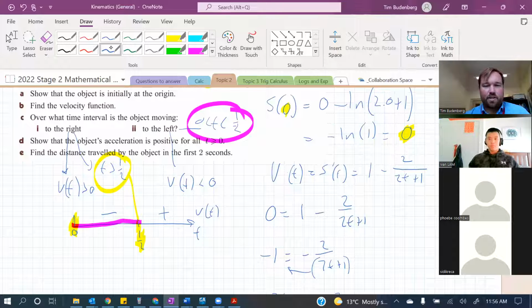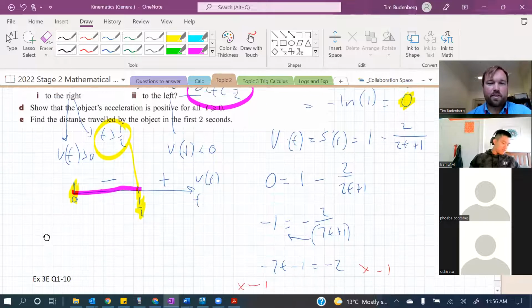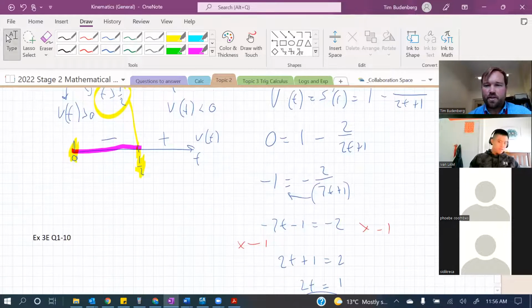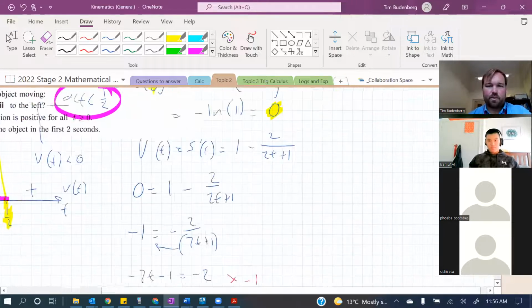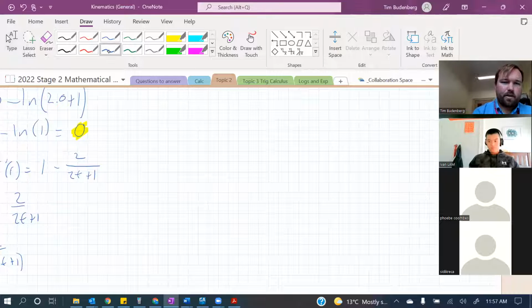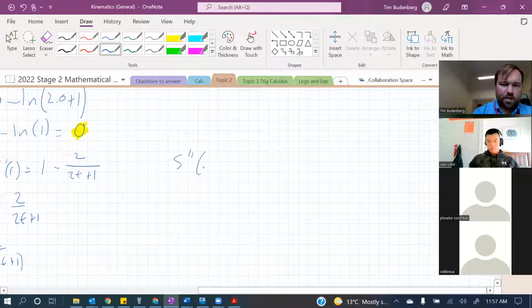Show the object's acceleration is positive for all of t. Does anyone have a good idea how to do that? Second derivative. That's everything you need. Excellent. So acceleration is second derivative. So let's find the second derivative. I'm going to do it over here. S double dash t.